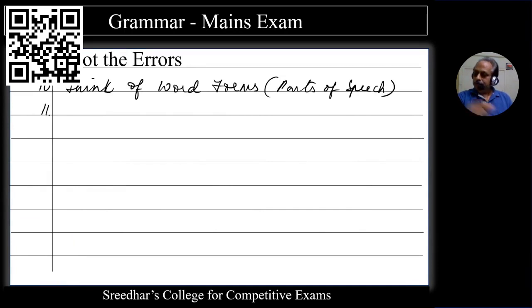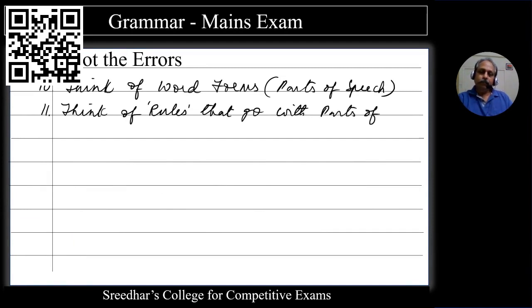The next one, think of rules that go with parts of speech. There are about 125 rules that go with parts of speech. So at one glance, you have a look at the sentence. You have to recollect rules that go with parts of speech, if you cannot find the error after using all those strategies.